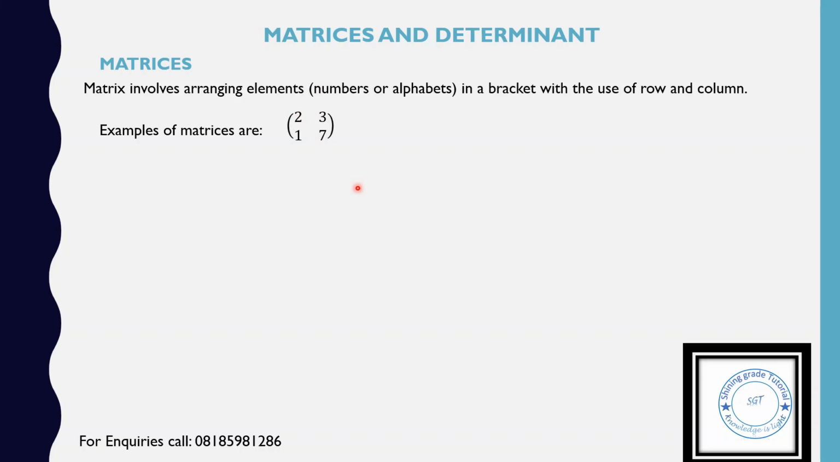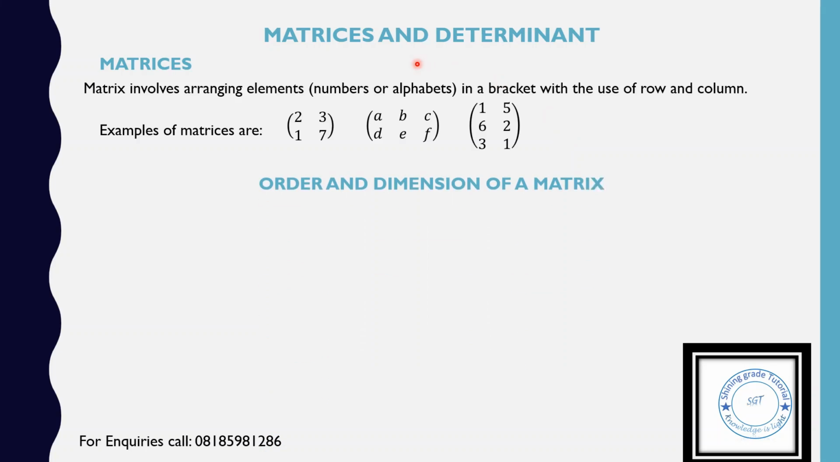We also have another example here. We have alphabets being arranged in the form of rows and columns. Here we have 2 rows and then 3 columns. And as well we have another example. This is also an example of a matrix. Alright, so that is what a matrix is all about.